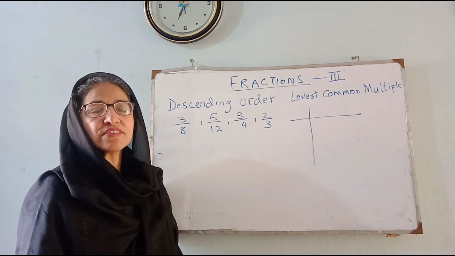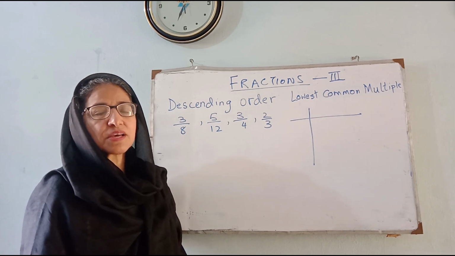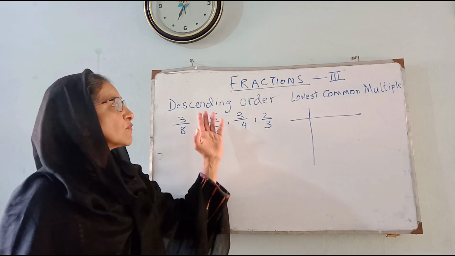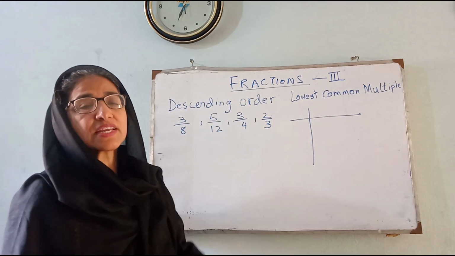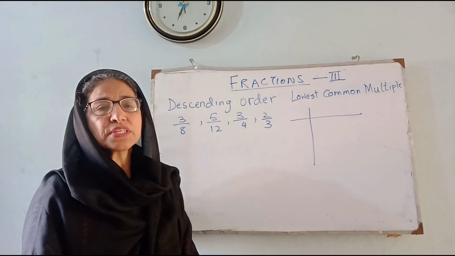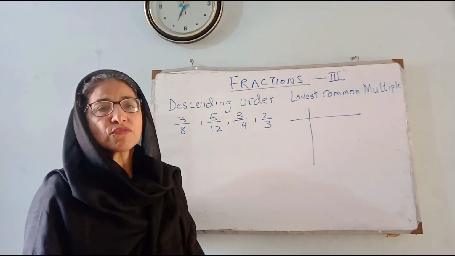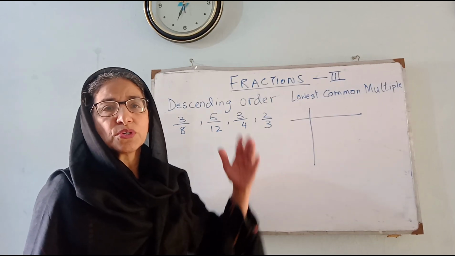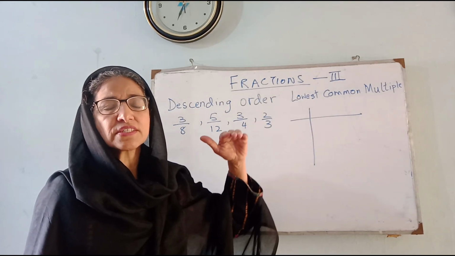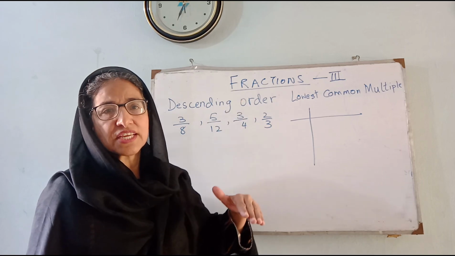We have discussed equivalent fractions, and we have discussed comparing fractions. Next, I want to discuss descending order. When I say descending order, think of coming from the top floor to the ground. Your lift or elevator is going to descend.